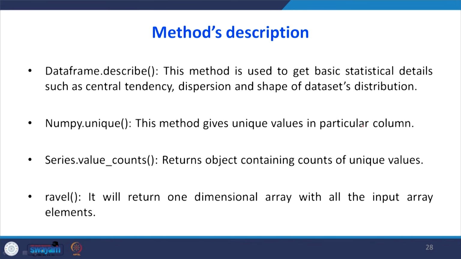We are going to use different inbuilt functions. If we say dataframe.describe, that function is used to get the basic statistical details such as central tendency, dispersion and shape of the data set's distribution. If you use numpy.unique, this method gives the unique values in a particular column. The Series.value_counts option returns an object containing counts of unique values. The ravel function will return a one-dimensional array with all the input array elements.